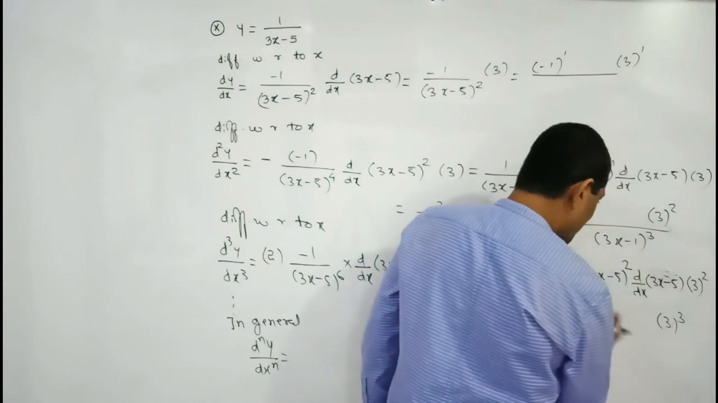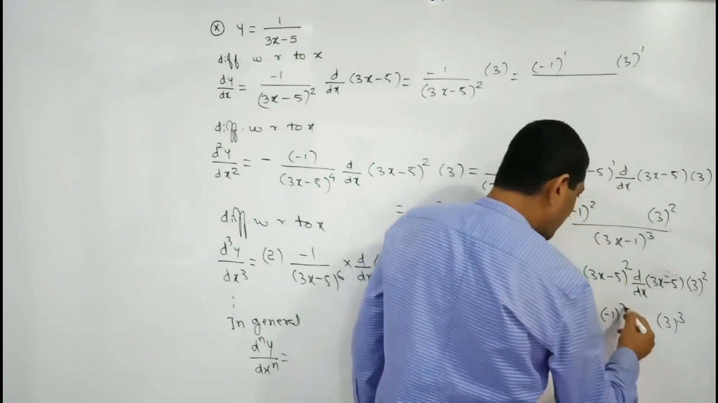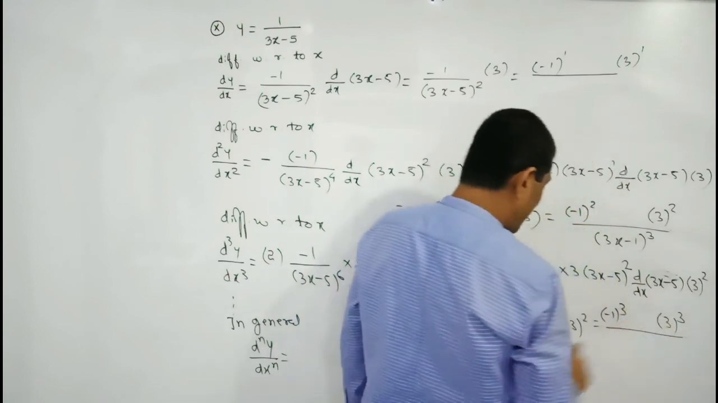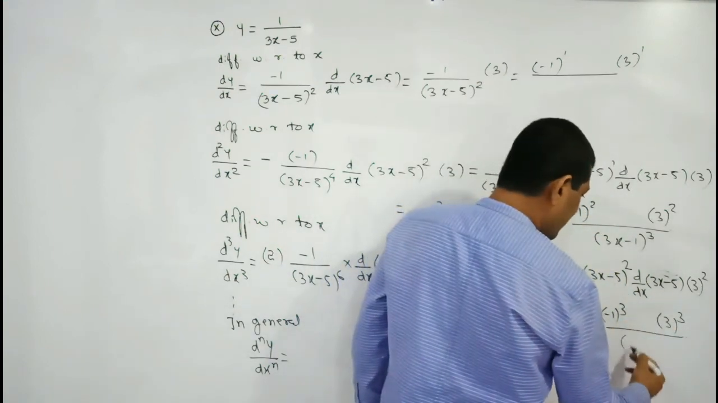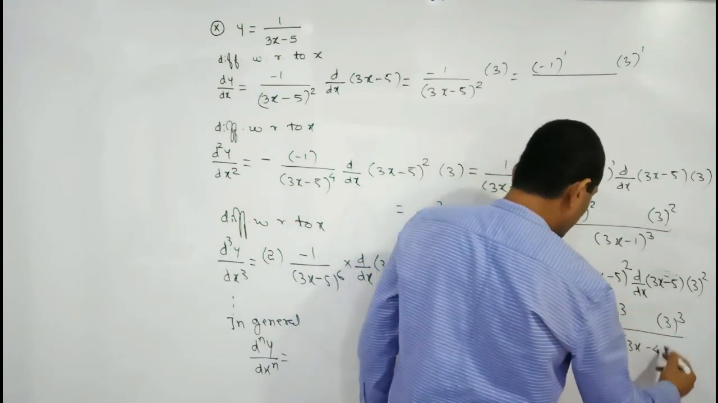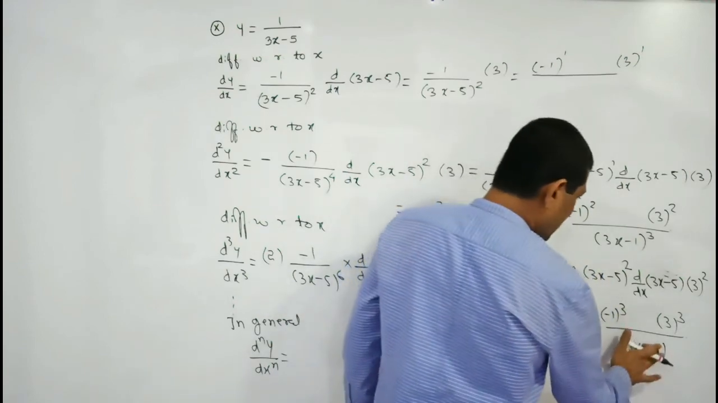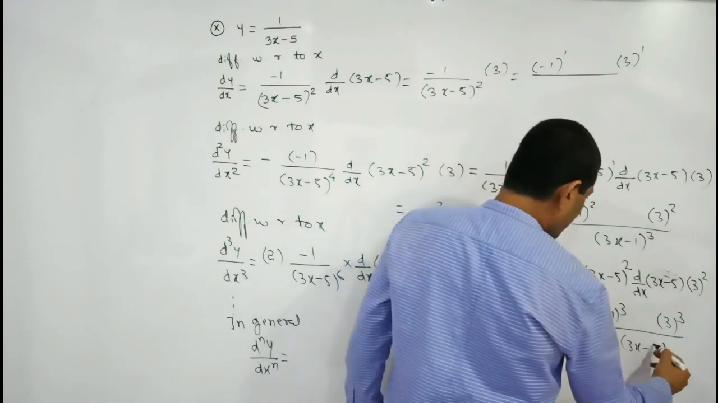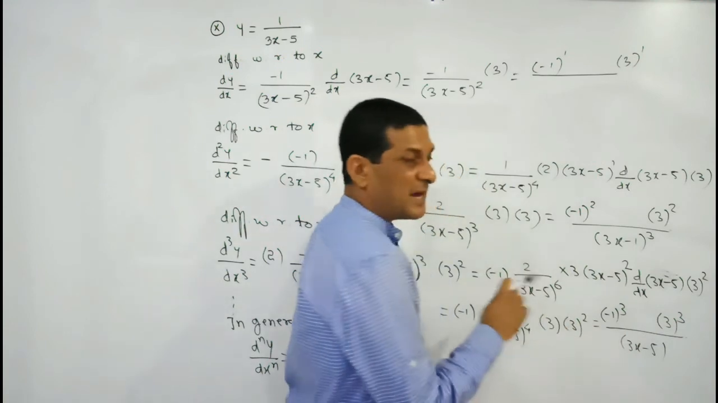ओके, एंड हियर व्हाट वी हैव गॉट? -1 रेज़ टू पावर 3. बीच में की टर्म के बारे में बाद में सोचेंगे. और डिनोमिनेटर में 3x minus 4 का पावर क्या है? -5 का पावर क्या है? 4 को कैसे लिखना है ये भी बाद में देखेंगे.